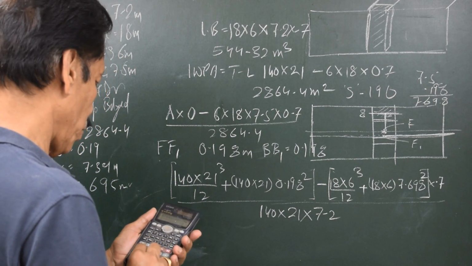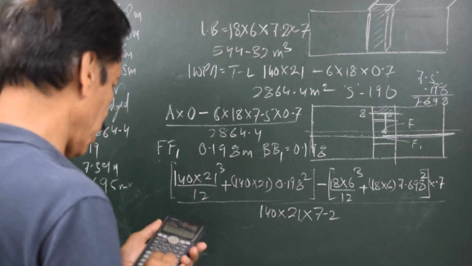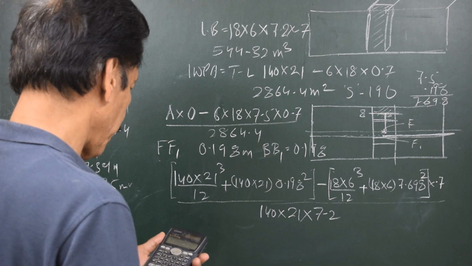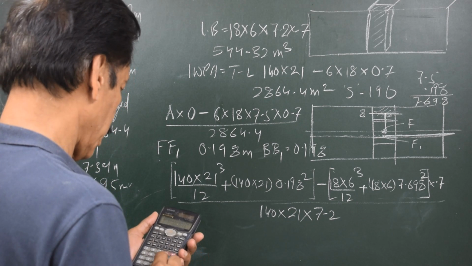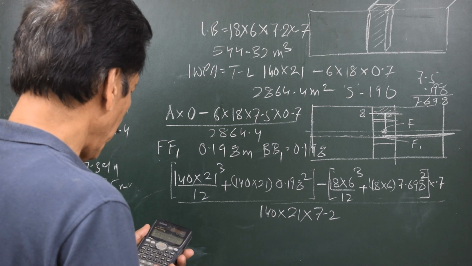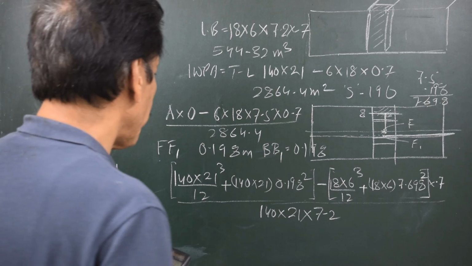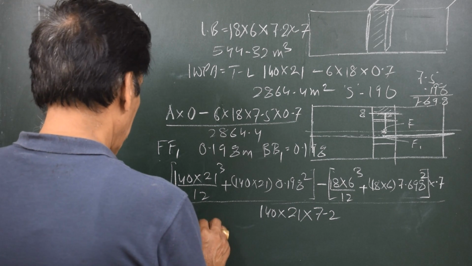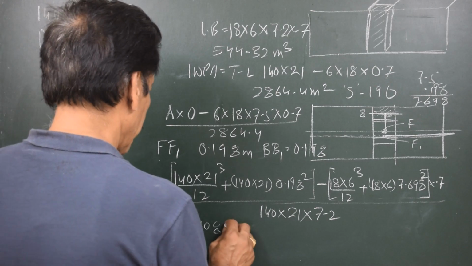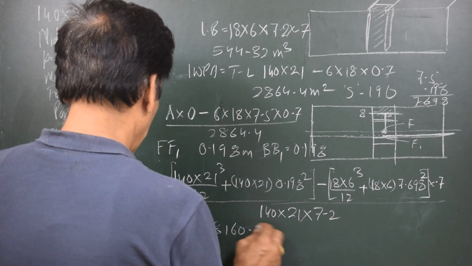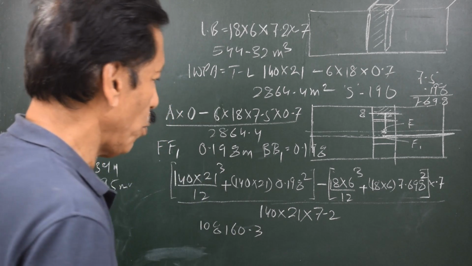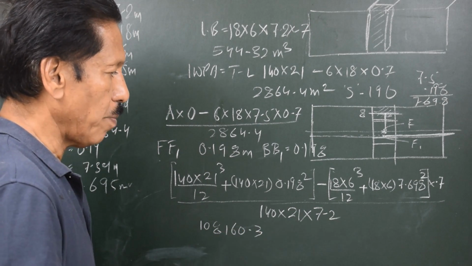140 into 21 into 21 into 21 divided by 12 plus, what we get is 108,160.3. The digits after the decimal can be omitted.